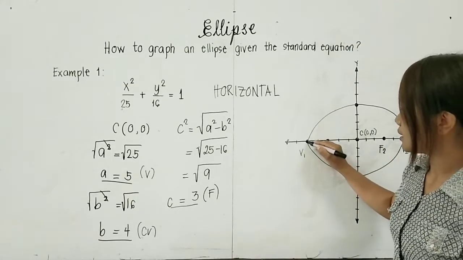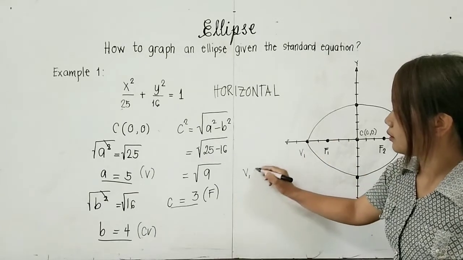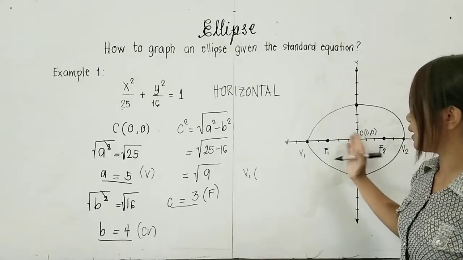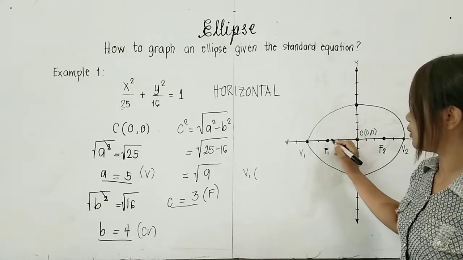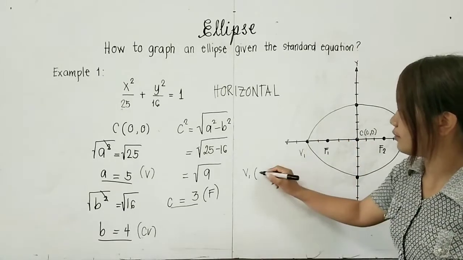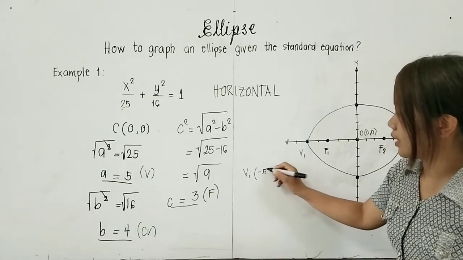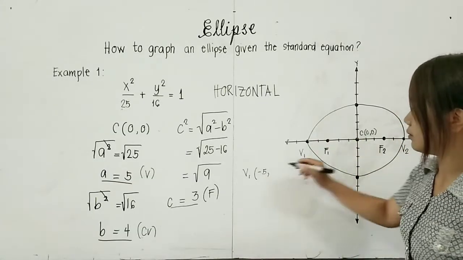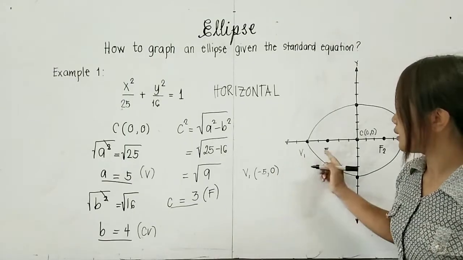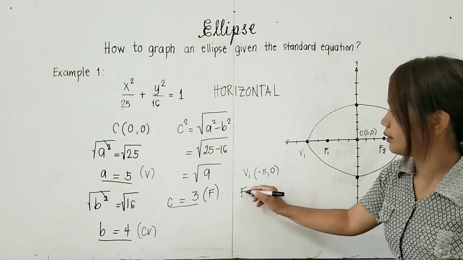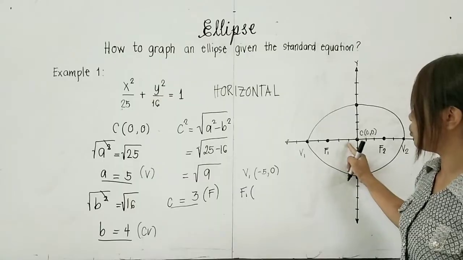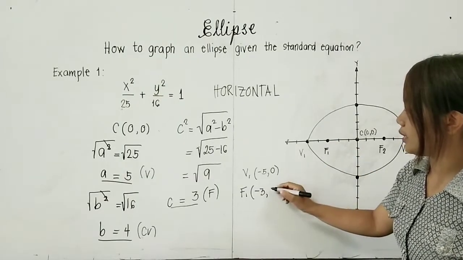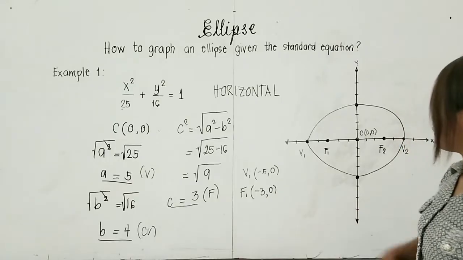So this is V sub 1. Looking for its coordinates, we have here negative 1, negative 2, negative 3, negative 4, negative 5. So its x is negative 5 and its y is 0 because it is aligned at 0. Next, F sub 1, we have here negative 1, negative 2, negative 3. Again, its y is also 0.